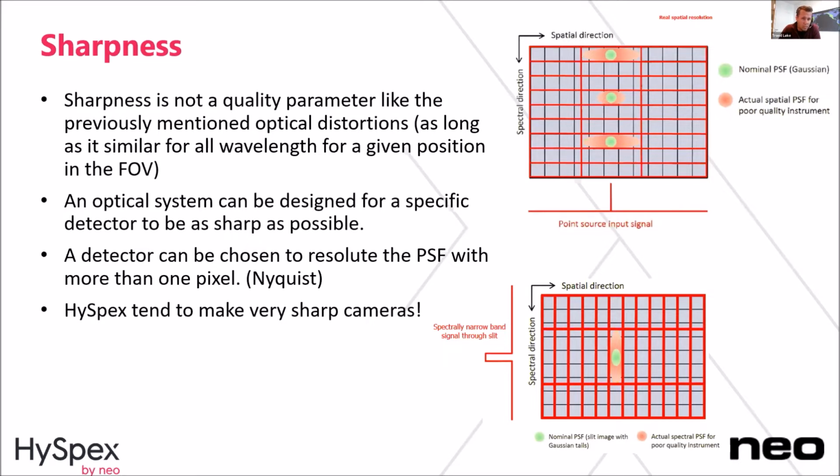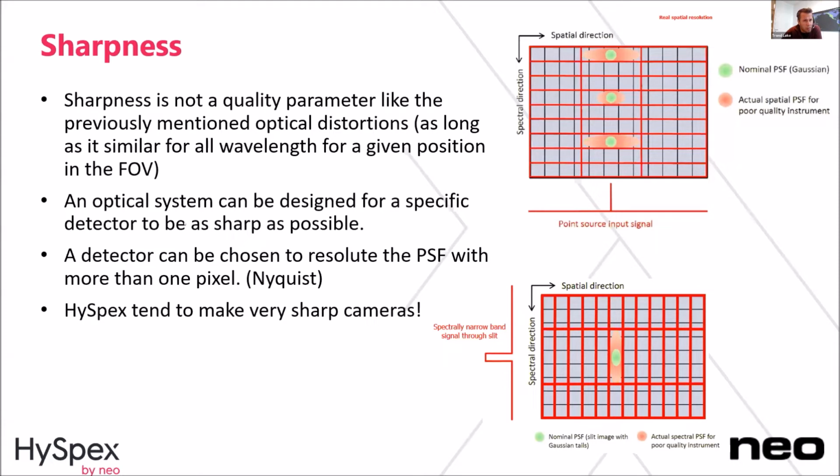So this is extremely important, and that's why we want to define the effective number of spatial pixels and the effective number of bands instead of just spatial pixels and spectral bands, because that doesn't tell you how sharp your optics are.